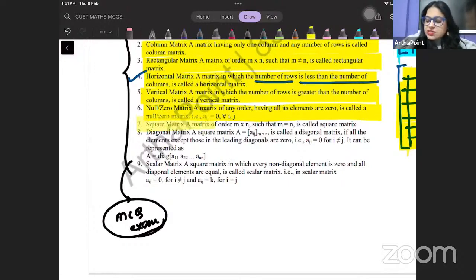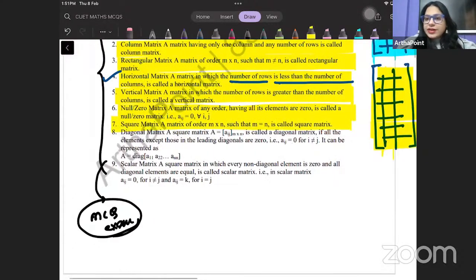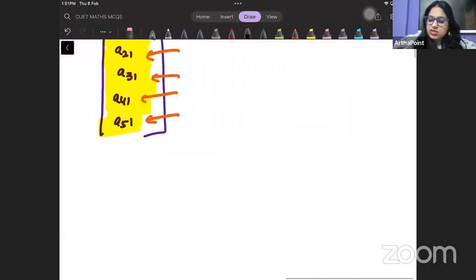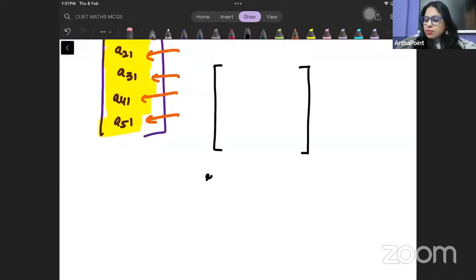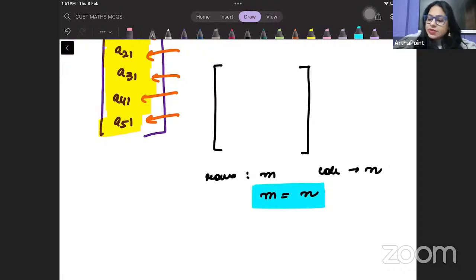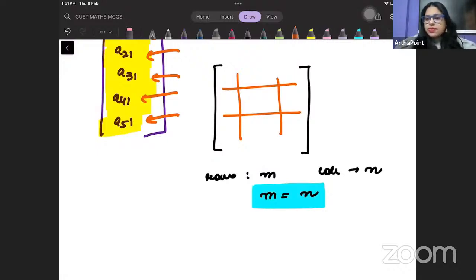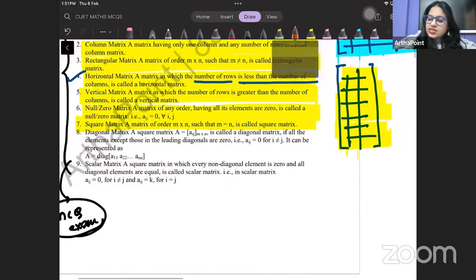Okay, beta. Next is my square matrix. So when I talk about a matrix, look carefully, this is my matrix. I have told you that the number of rows are m, the number of columns are n. If m and n are equal to each other, it means that there are exactly, suppose, 2 rows and 2 columns. Then it represents a square matrix, right? Okay. The next is called a diagonal matrix.